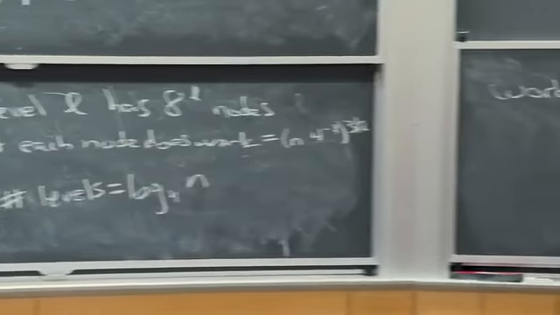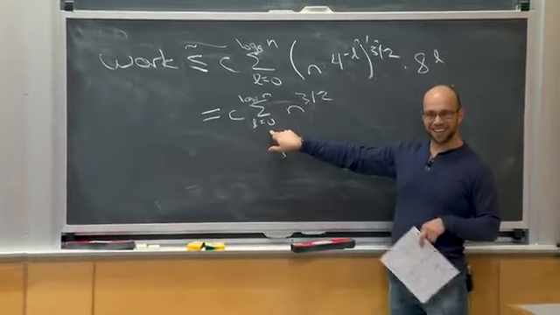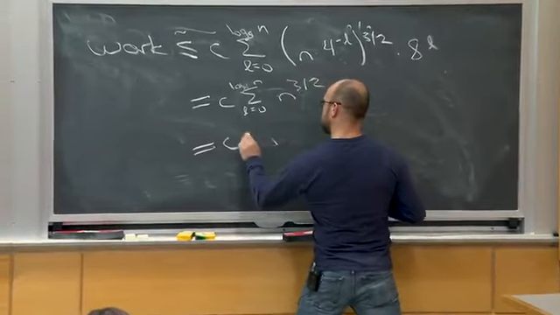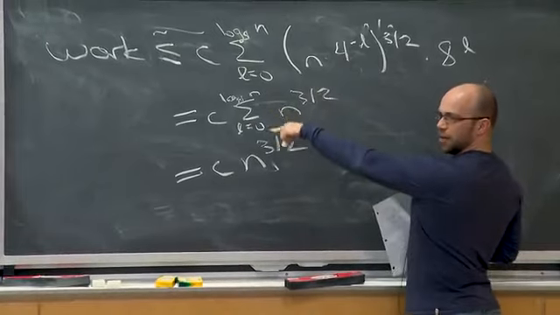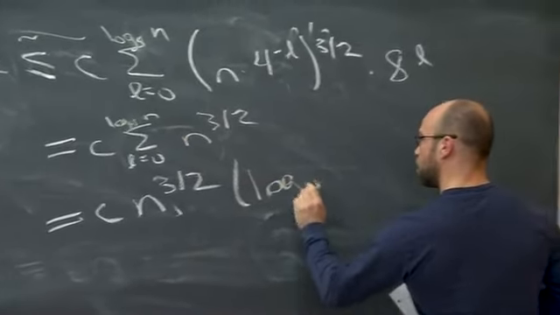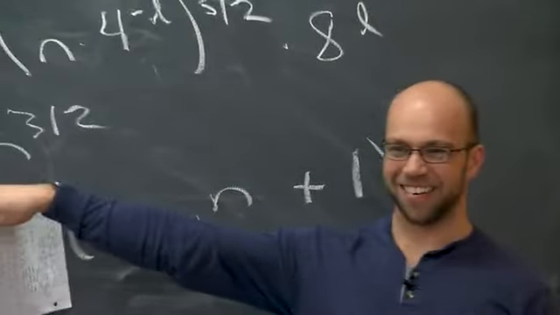All right. So here's a really nice thing. Does n to the 3 halves depend on L? No, right? So this whole thing is equal to c times n to the 3 halves, times the number of terms. And my colleague in the back is going to catch me if I don't make the off-by-1 error here. So this is log base 4 of n plus 1, because my sum started at 0.